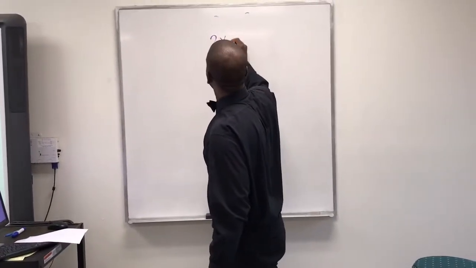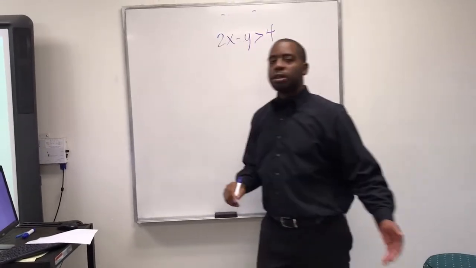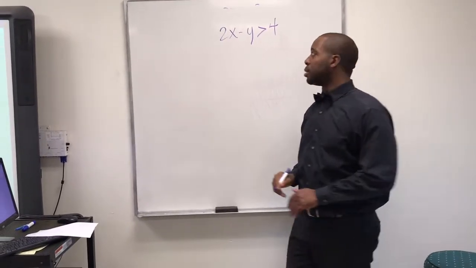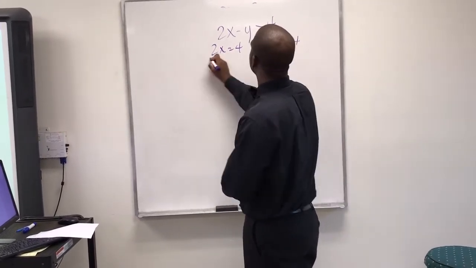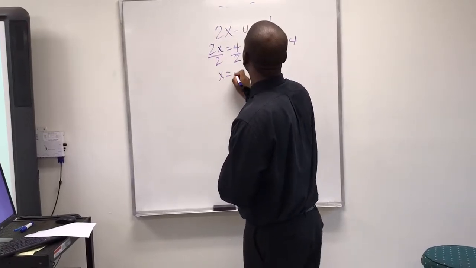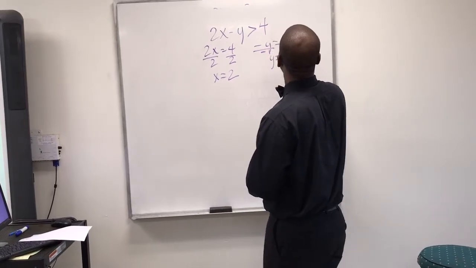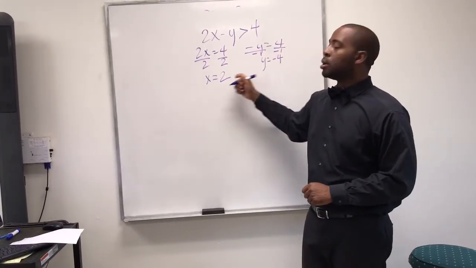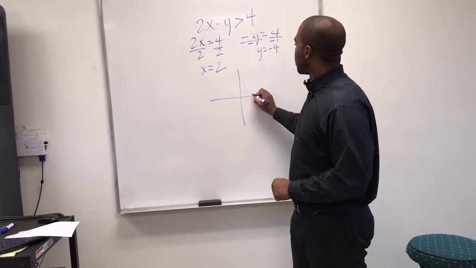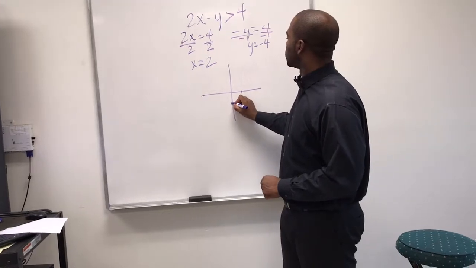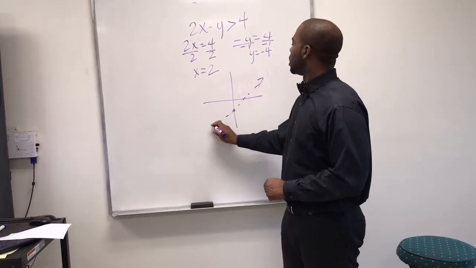You have 2x minus y is greater than 4. So as we've done before, we need to find the x and the y-intercept. All right, our x-intercept is 2, our y-intercept is negative 4. Sketch your graph. We have our x-intercept, our y-intercept. We have a dotted line because our inequality symbol is not underlined.